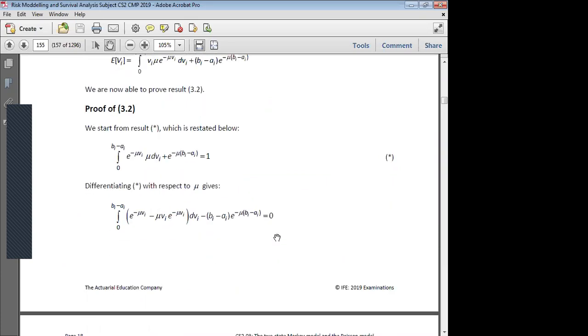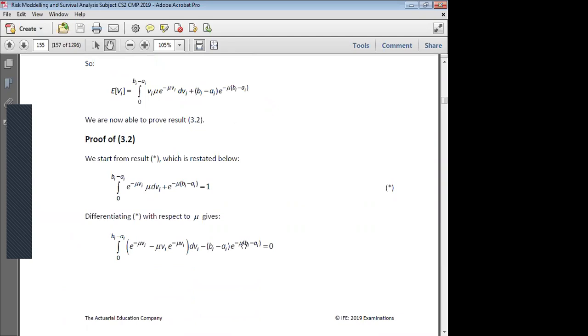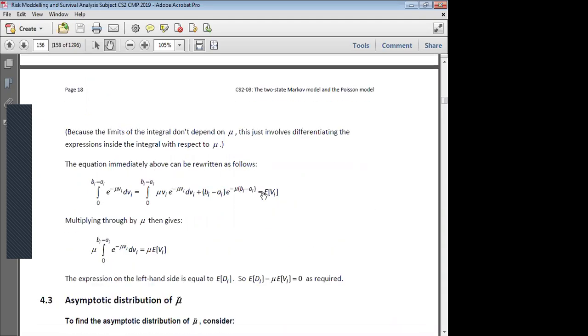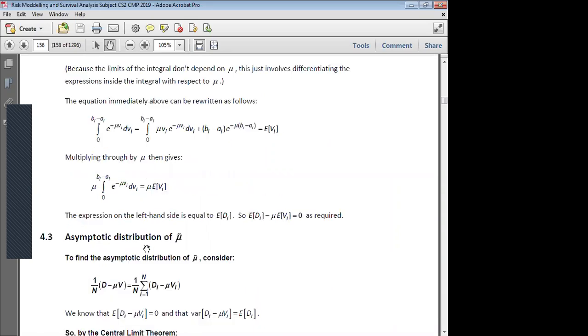So if you check, this term is precisely the same, and u vi e raised to u vi, integration from 0 to bi minus ai, good for us, right? So now we can just easily write that this is nothing but expectation of di here. And now what's going to happen is, if you multiply mu on both the sides, what you get is the expectation of di on the LHS. And that is how you prove that expectation of di is just equal to mu times expectation of vi.